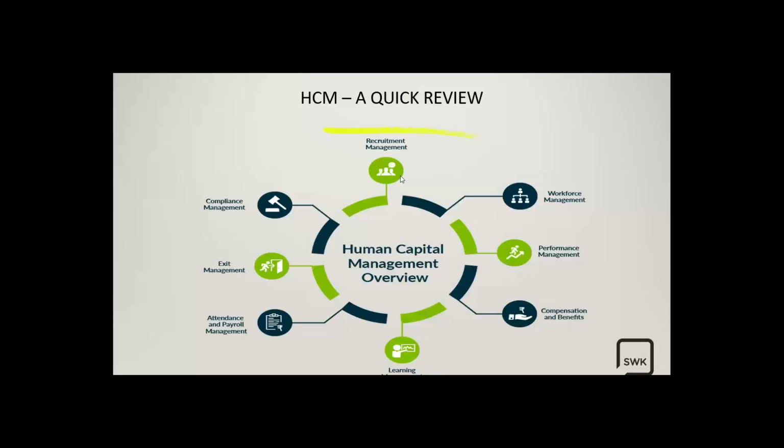So thinking of the employee life cycle, I like to start with the wheel at the top. At the very beginning of that life cycle is recruiting management.